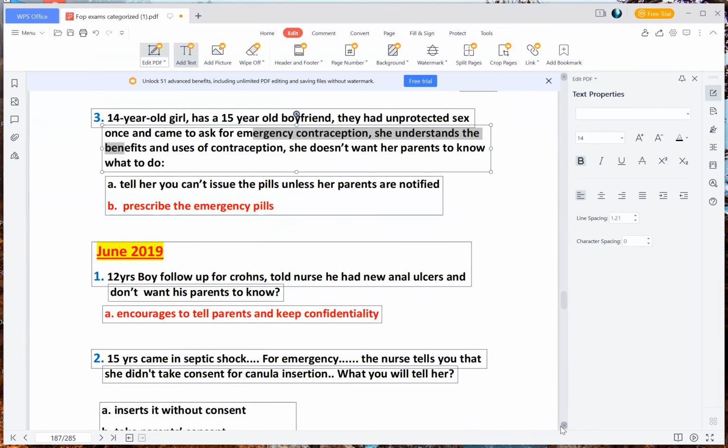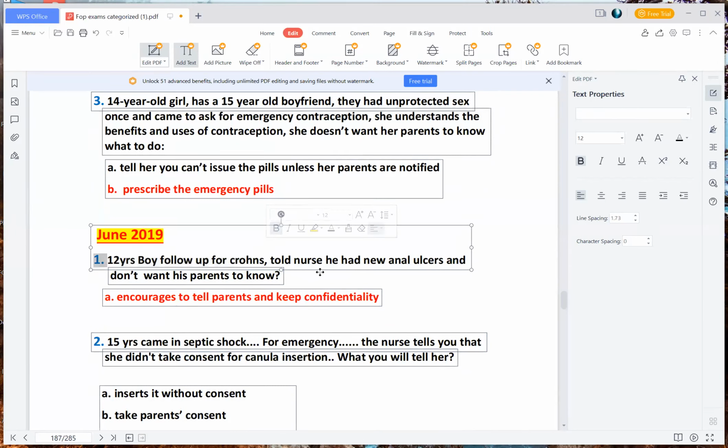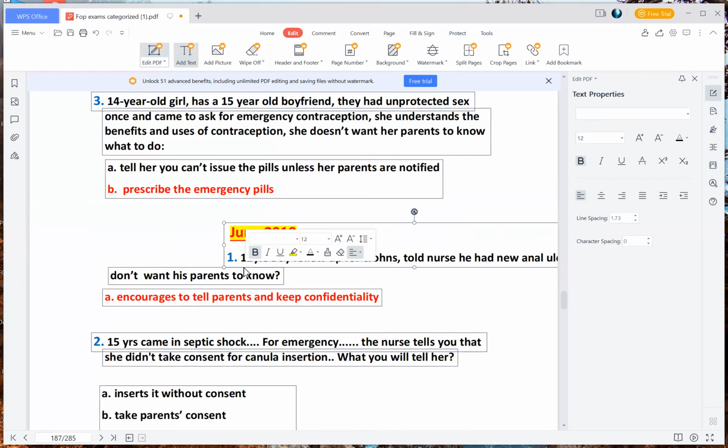Next question is a 12-year-old boy. A 12-year-old boy follows up for Crohn's disease and told the nurse that he had new anal ulcers and doesn't want his parents to know. This is again a question of confidentiality. So I'm telling you something about confidentiality. In the UK, you have to keep the confidentiality of the patient. And in what conditions do you break the confidentiality? Anyone? Tell me those conditions where you can break the confidentiality.